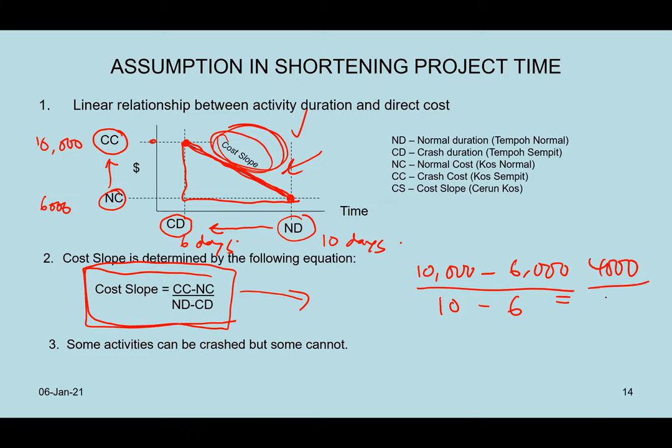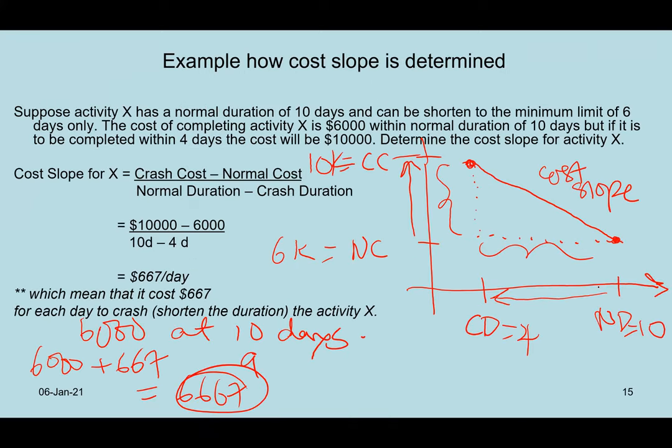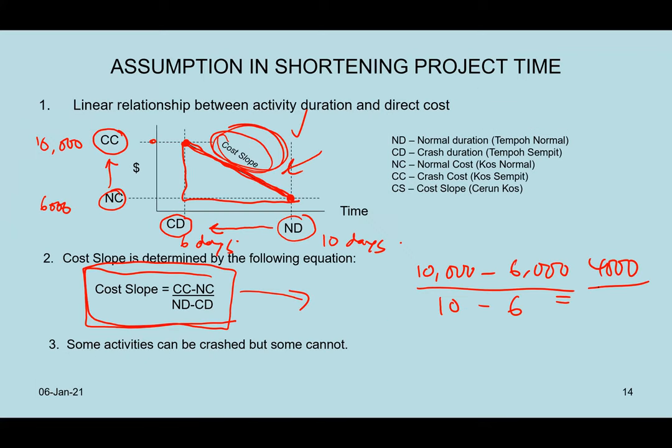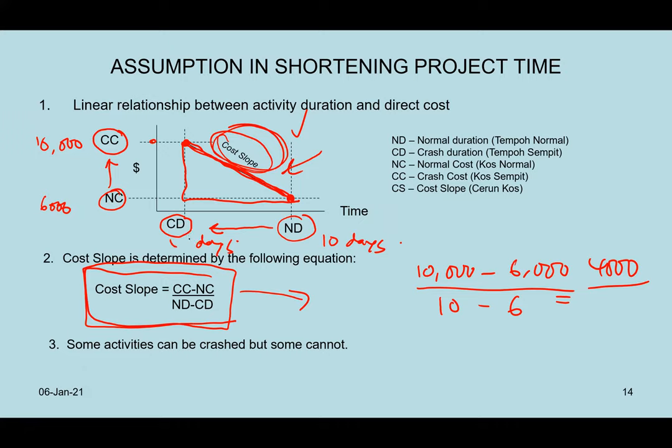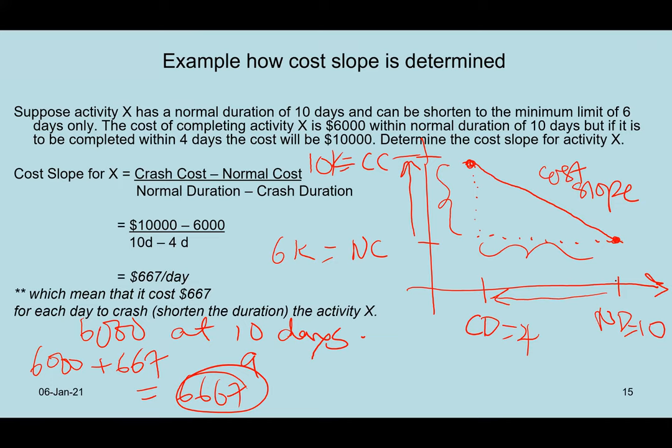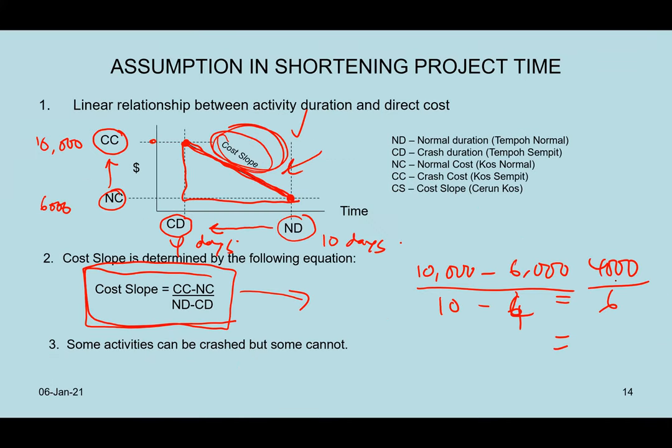4,000 divided by, is it 4 or 6? Sorry, the crash duration could be 4, let's say 4. 10 minus 4 is equivalent to 6. Then you will get something like 666.67, so 667 RM per day.